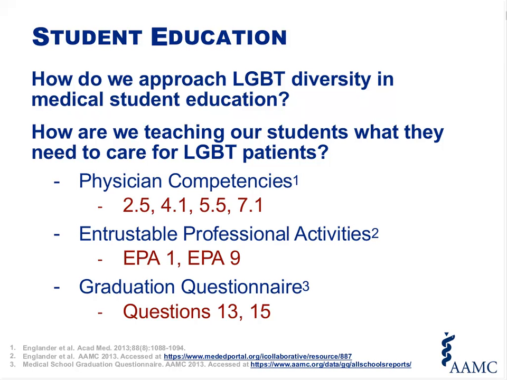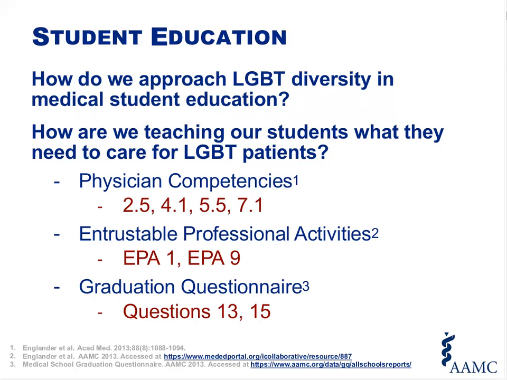Competency 7.1 is about teamwork and establishing a community and a feeling of respect and diversity on the team. So again, you can see how any of those might be viewed through the lens of LGBT to help look at how we're actually doing in terms of educating our students.